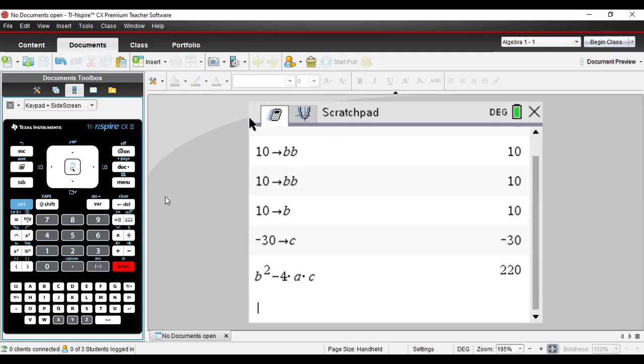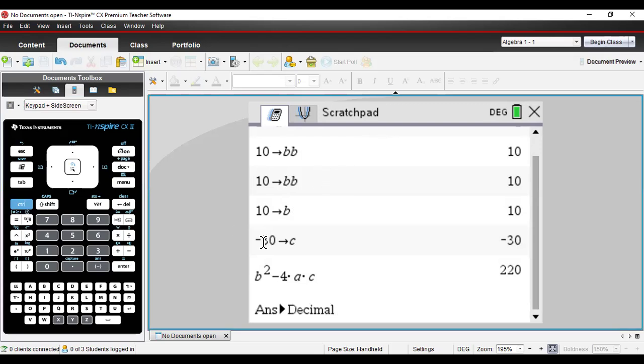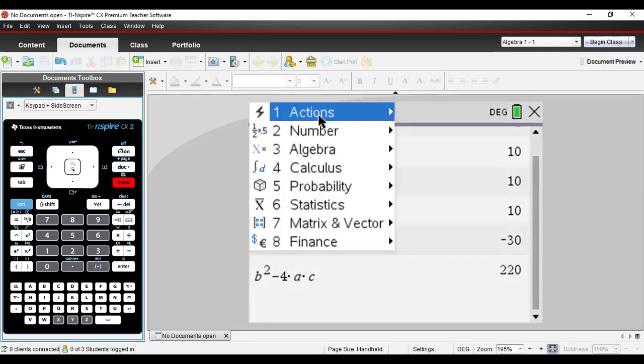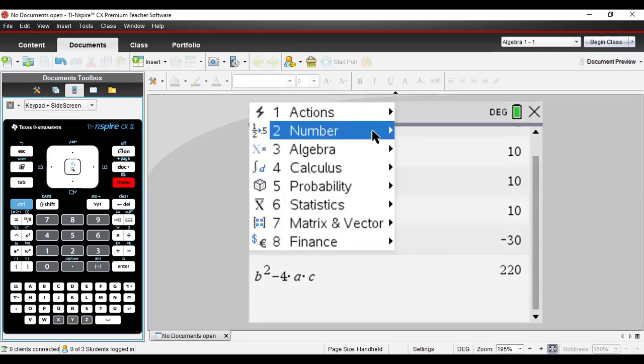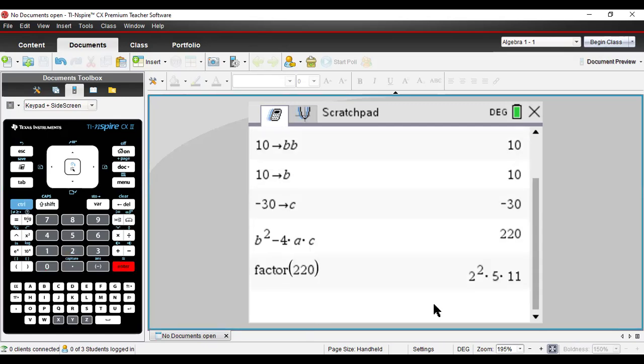So let me go, and I'm going to go menu. I'm going to go to number. This is frustrating right now. This cursor is not cooperating. Menu. I want to go to number, and then I want factor. And then I'm going to put 220 inside of there. And you can see it's 2 to the second power times 5 times 11.